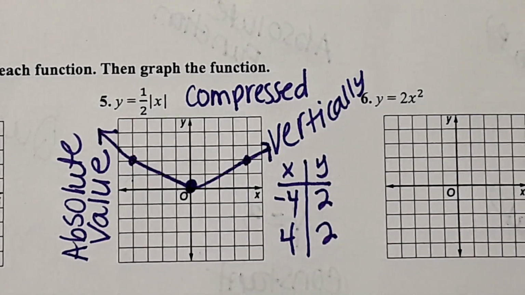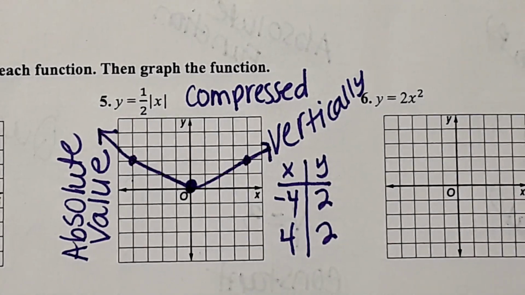Okay. Now let's do a dilation. Let's do number 5. So number 5, is it a constant, a linear, or identity? Is it an absolute value or a quadratic? What type of function is this one? It is an absolute value. And they already told us it's a dilation.